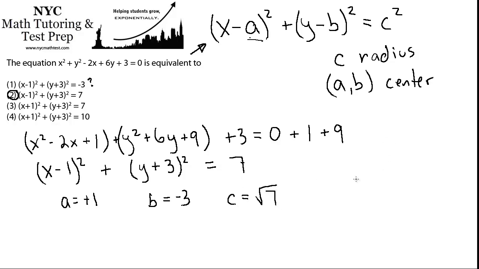So if we wanted to draw this circle, we could do that. The center point would be at (1, negative 3). So that's about right here. And it would have a radius of square root of 7, which is somewhere between 2 and 3, right? So it would look something like this. And that's it.